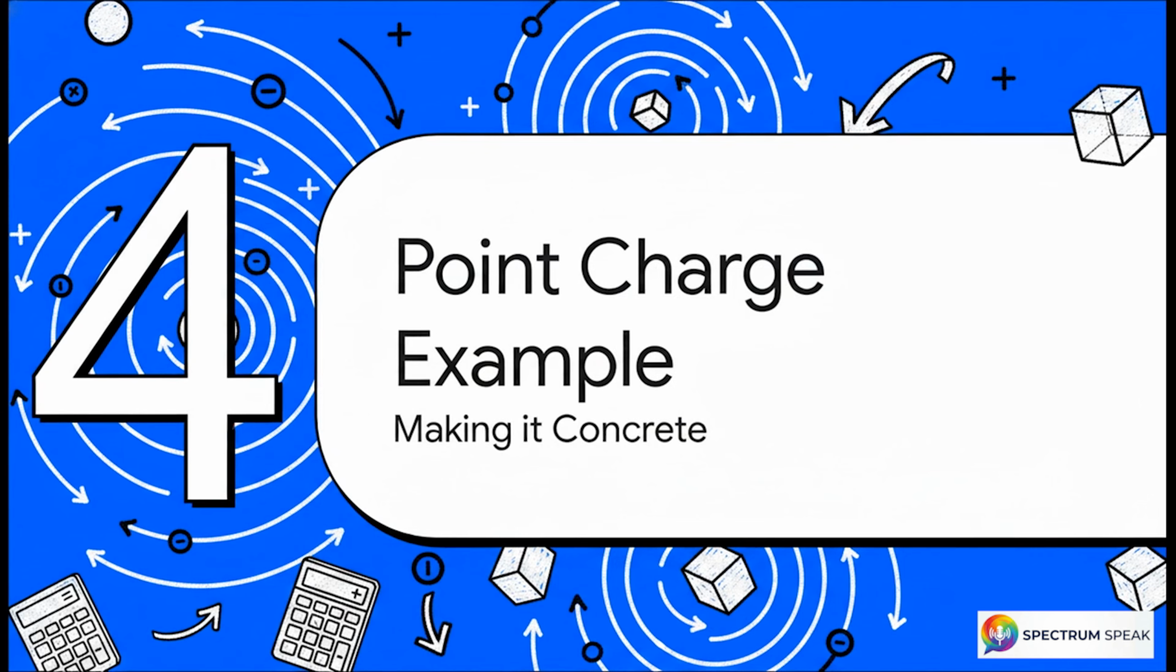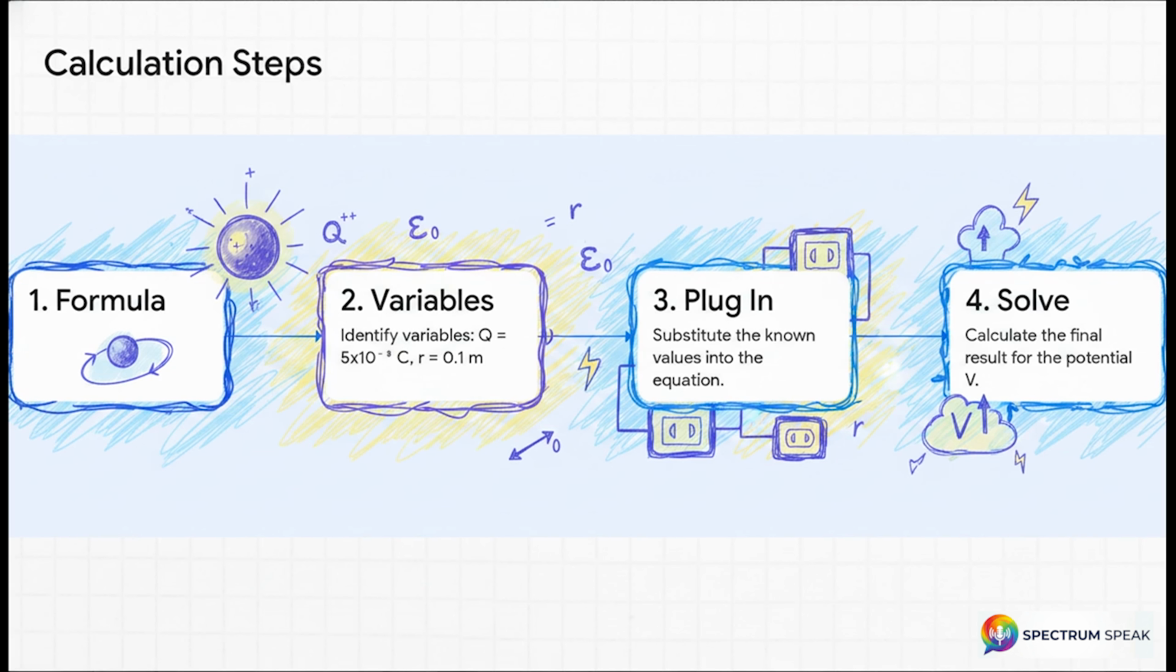Okay, the analogy's great, but let's be real, seeing it work with actual numbers is what makes it stick. So let's run through a quick calculation to make this all concrete. Let's say we want to calculate the electric elevation at a point that's 10 centimeters away from a 5 nanocoulomb point charge. First things first, we grab our formula.